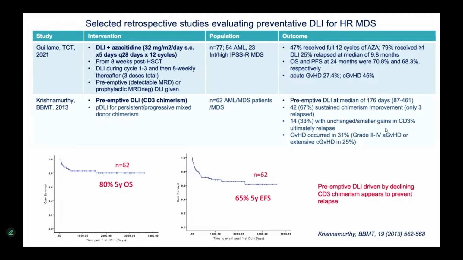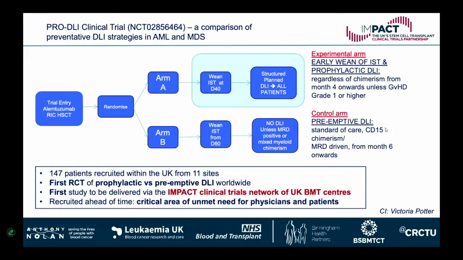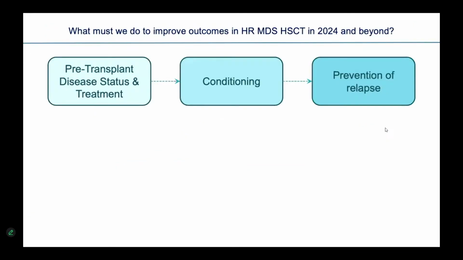And based on these promising findings, we have carried out the PRO-DLI clinical trial led by Dr. Victoria Potter at this institution, and this randomized patients with MDS and AML to either early weaning of immune therapy and prophylactic donor lymphocyte infusion, regardless of chimerism results, versus a preemptive DLI strategy based on mixed myeloid chimerism. And the data from that should also be reading out most likely next year.